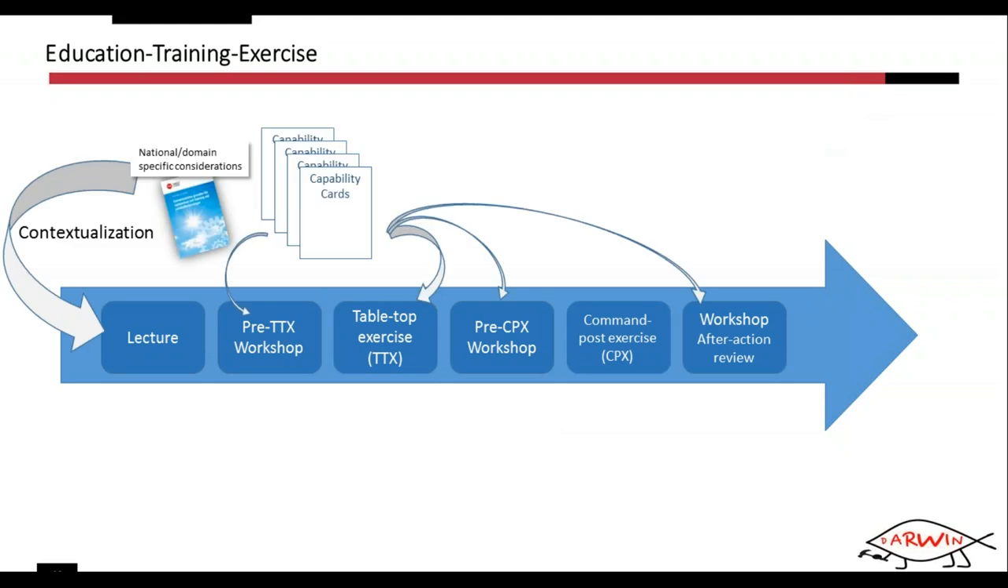So, we start with the capability cards. The first objective that we had was to pick out which of the capability cards we wanted to implement. I think we used six of them, and that was the main bulk of what we used. Since the capability cards are on a national and domain generic level, made from a European level and non-domain specific, we had to do what we call a contextualization, where we took the capability cards and put them in the Swedish context in a healthcare domain. That took quite some work, actually.